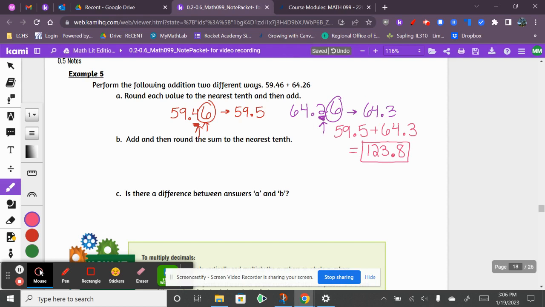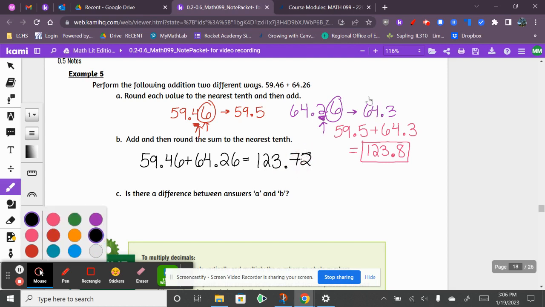For part B, it says to add and then round the sum to the nearest tenth. So for this one, we're going to add first. We're not going to round first. So no rounding, skip the rounding part and just add them. So 59.46 plus 64.26. We end up with 123.72.